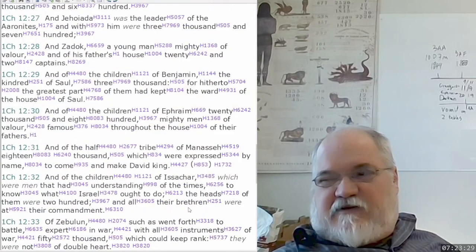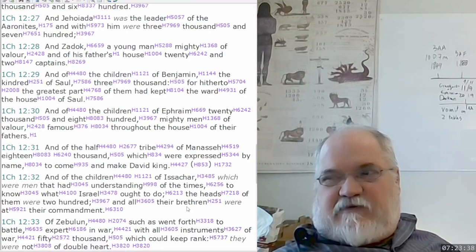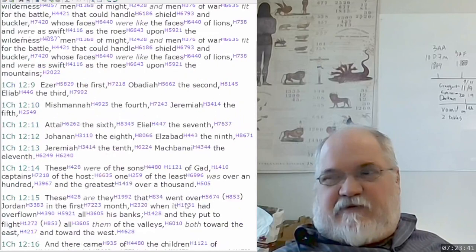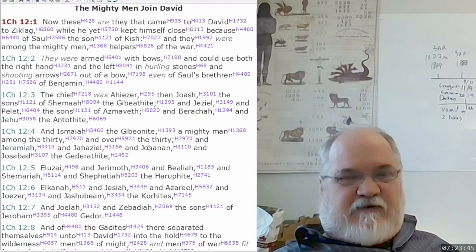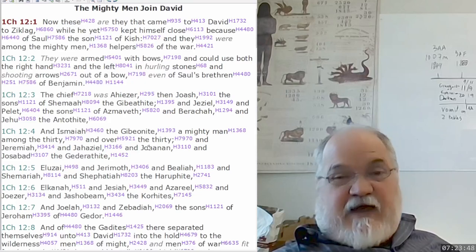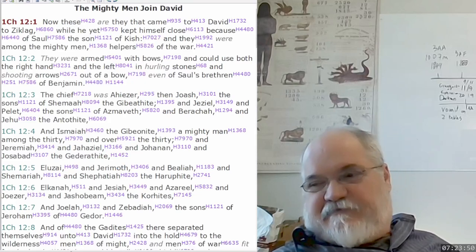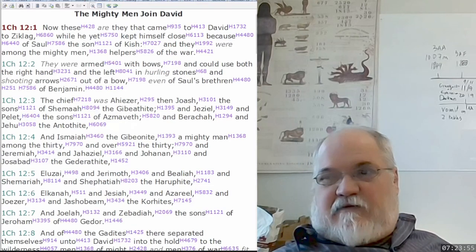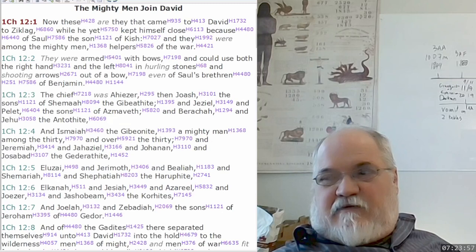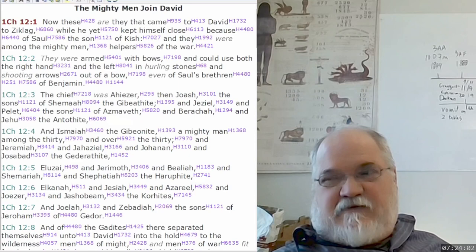And the children of Issachar, which were men that had understanding of the times, to know what Israel ought to do, the heads of them were 200, and all their brethren were at their commandment. Okay, so this is the mighty men that joined David. Okay, so Issachar in that verse has knowledge of the times. So what would that mean then?